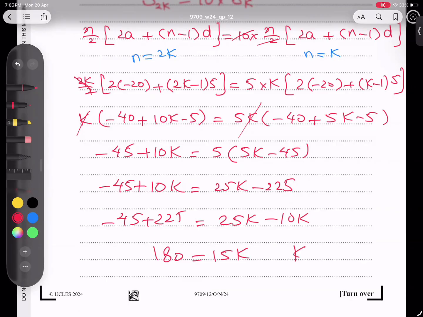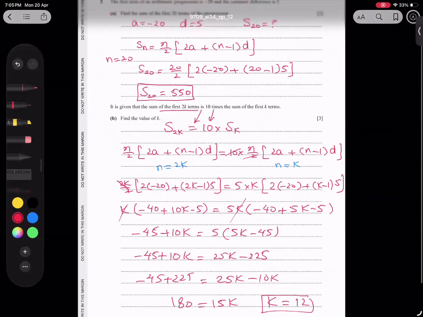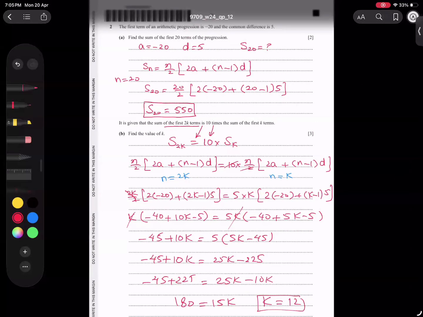So the k value turned out to be 12. I hope you got the idea very well, and the question is completely over. We can go to the next question.